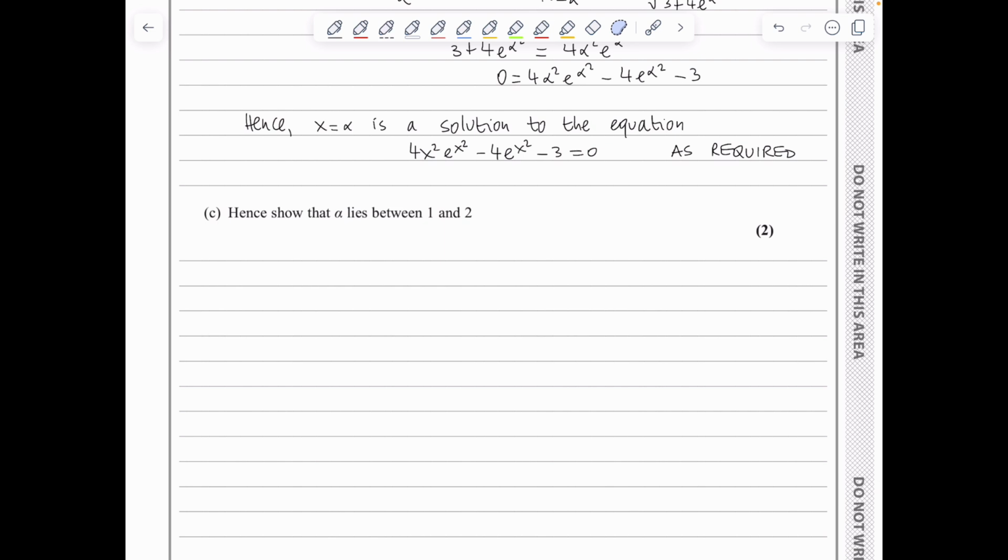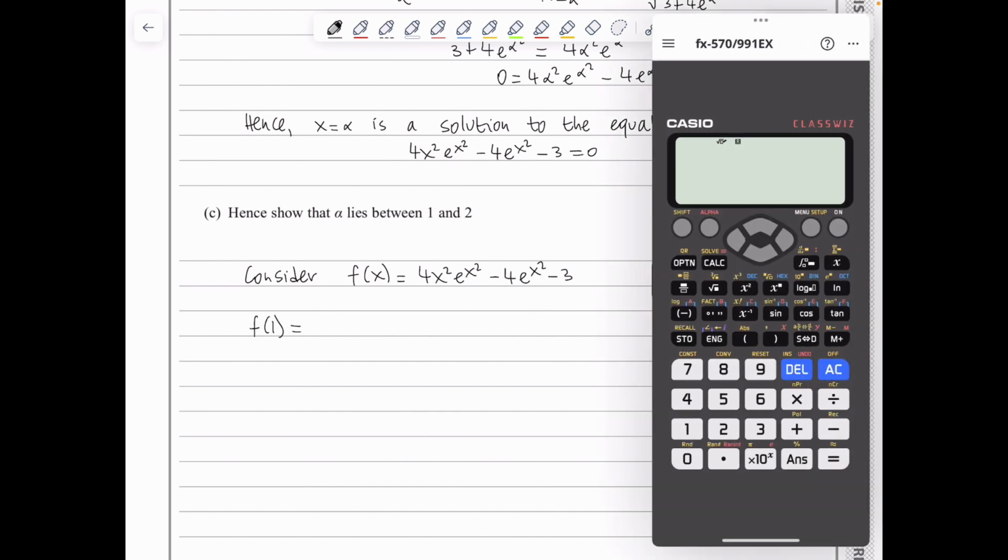In part C, we need to show that alpha lies between 1 and 2, so we are looking for a change of sign here. I will start by considering f of x to be exactly the equation we obtained in part B, and I need to evaluate f of 1 and f of 2, hoping for a change of sign, one of them turning positive, the other being negative.